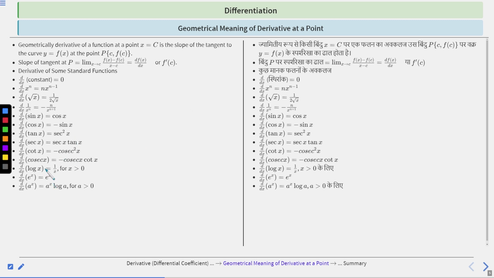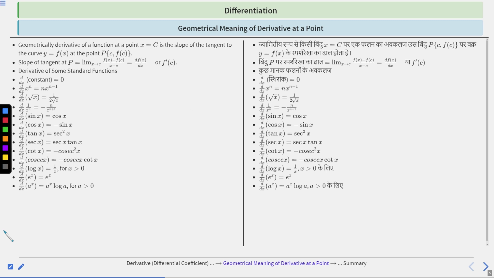Now the next important result is derivative of log x. That is d upon dx of log x is basically 1 upon x, right? When x greater than 0. Clear? X greater than 0 is because the domain of log x is x greater than 0. Now see, derivative of e to the power x remains same as e to the power x, right? Clear? Derivative of a to the power x is basically a to the power x log a. Clear? So d upon dx of a to the power x is basically a to the power x log a for a greater than 0. Clear? So you have to remember these things.